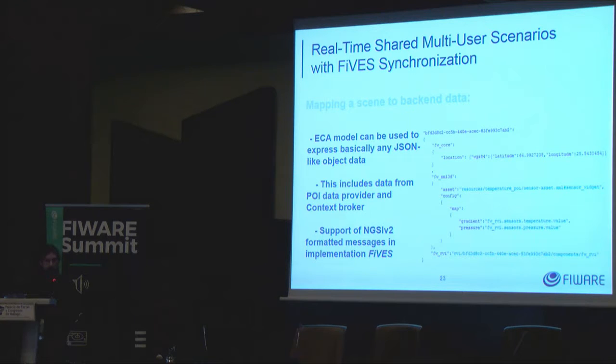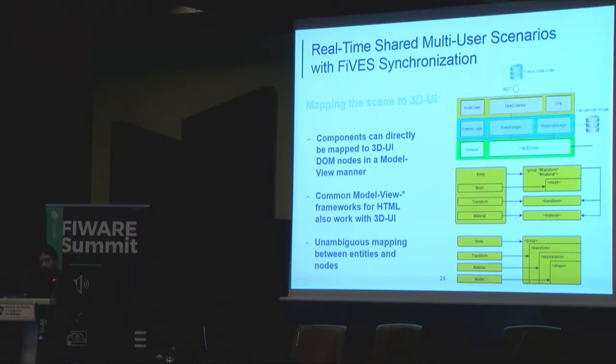This is how data maps from backend to server, and now the mapping from server to frontend is equally simple. So we can basically directly fetch our components that we define on server side and map them to 3D UI DOM nodes in a model view manner. So here is an example of how this might look like.